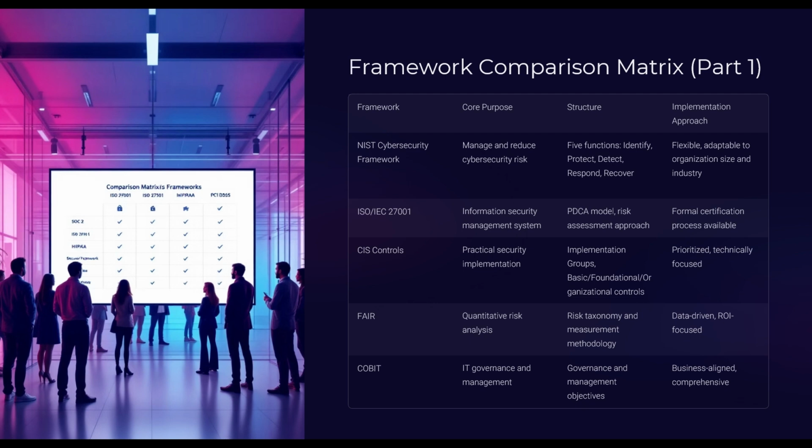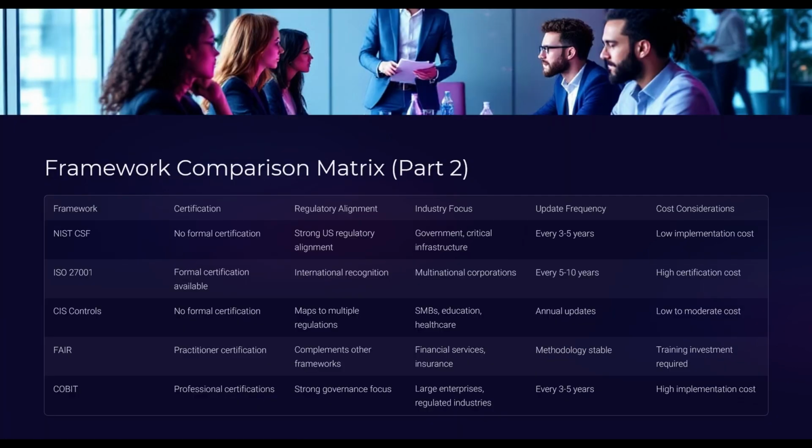NIST organizes controls into 5 functions with categories and subcategories. The ISO includes a management system with Annex A controls. CIS presents 18 control categories with implementation groups. The FAIR offers a taxonomy of risk components, and COBIT provides 40 governance and management objectives. Implementation approaches range from flexible, the NIST, to highly prescriptive, the ISO. Only the ISO 27001 offers formal certification.